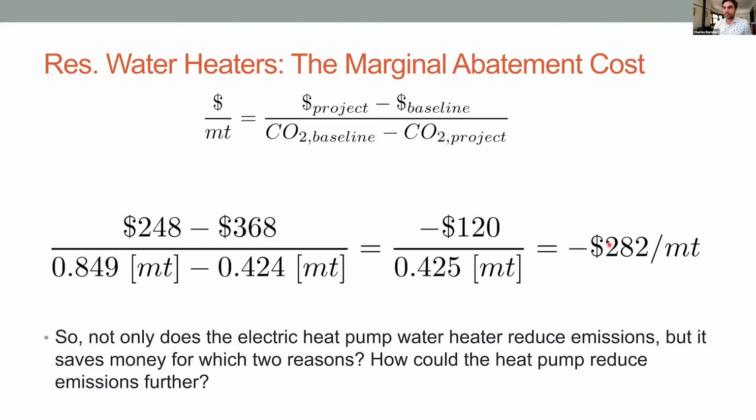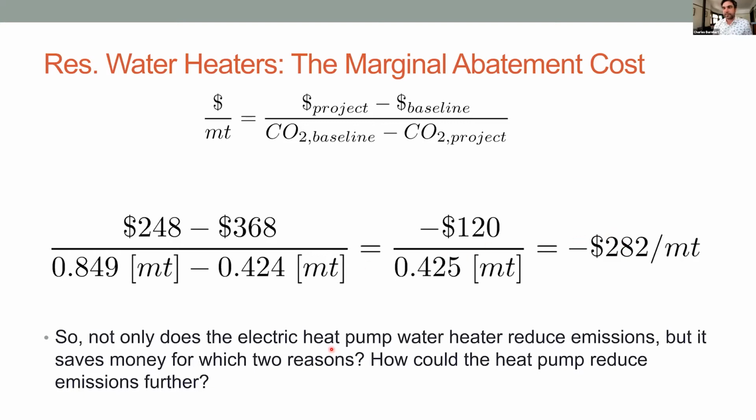And so the marginal abatement cost for this reduction strategy is negative $282 per metric ton. So the household saves $120 per year, but on a per metric ton basis, it's negative $282. So that's also kind of saying, this is how much I'd save if I did it for 2 years or so, 2 years and some change, or if 2 households did this. We'd collectively reduce a metric ton of CO2 and collectively save $282.